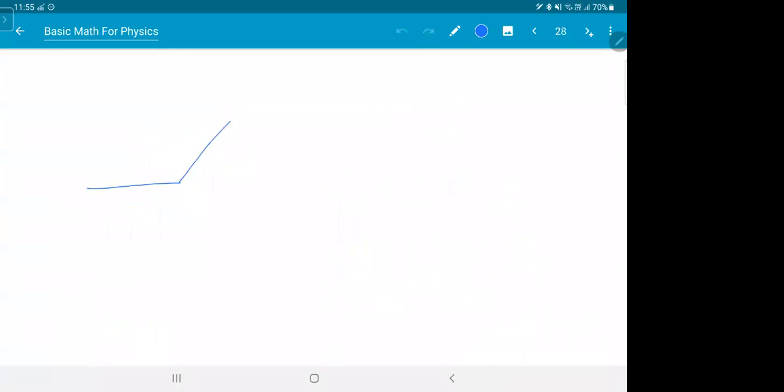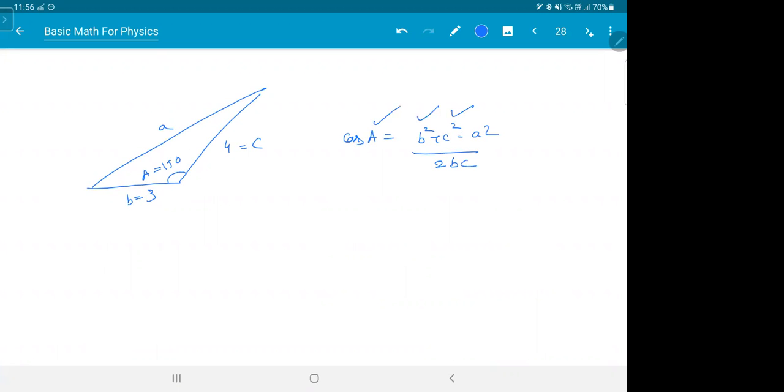See, let's say this is 3 given, this is 4 given, and this is let's say 150. Example. So this is let's say A, so this is small a. This is B. This is C. So what is cos A? B square plus C square minus A square over 2BC. So you know this, you know this, you know this, you know this. A you will get it. Fair enough? You just shifted everything to that side.